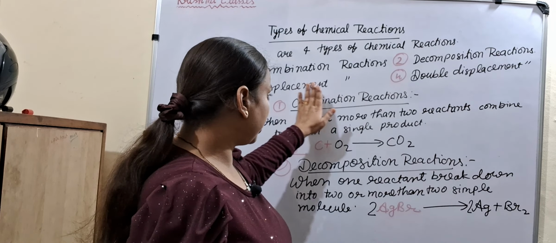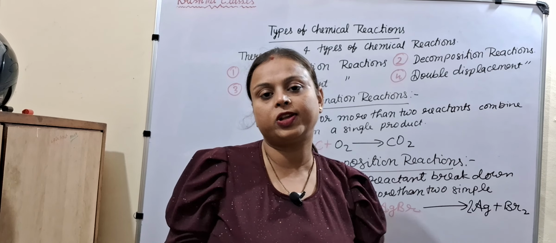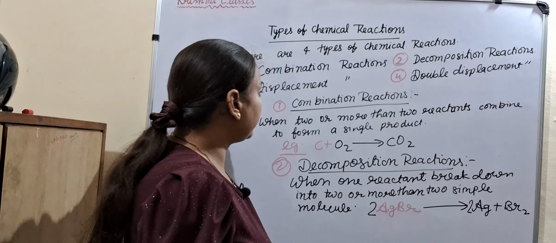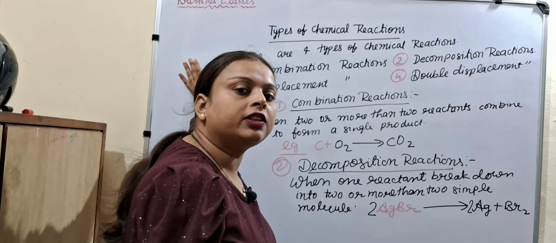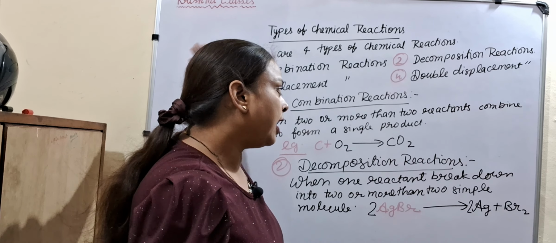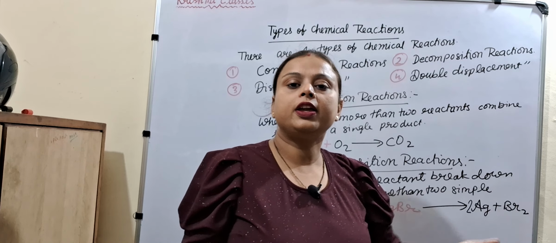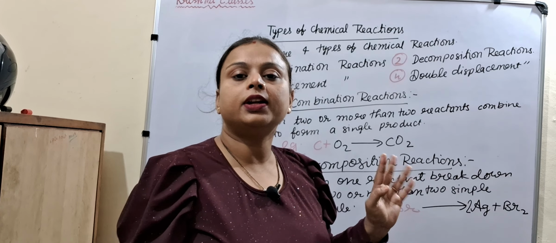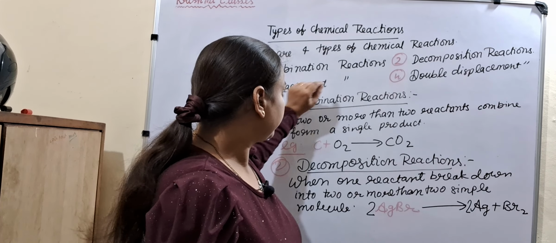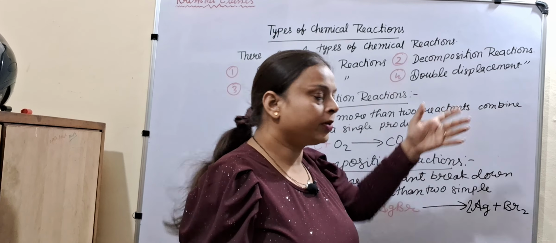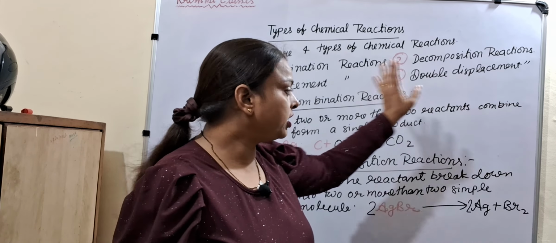Next one is the displacement, and fourth one is the double displacement. Displacement is the reaction in which one element pushes another element and takes the position of that element. And double displacement reaction is the one in which both elements interchange their positions. I will describe displacement and double displacement again in my next class with examples.